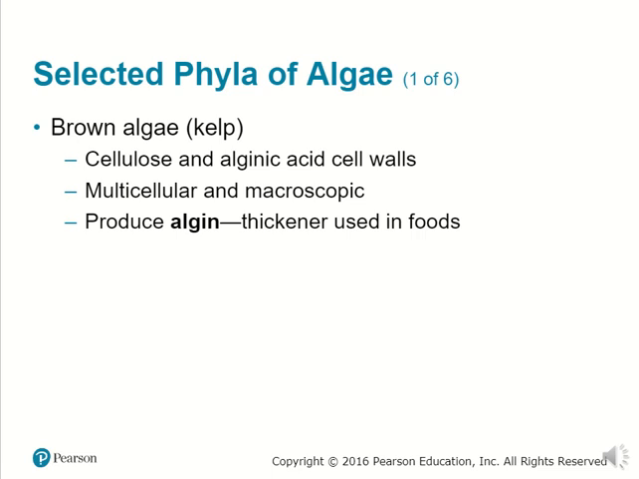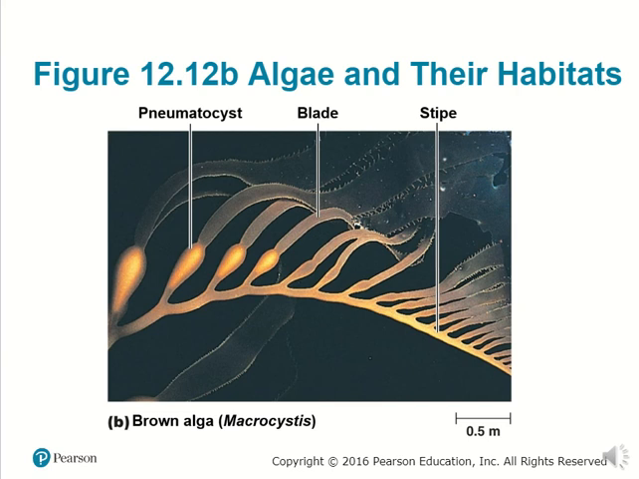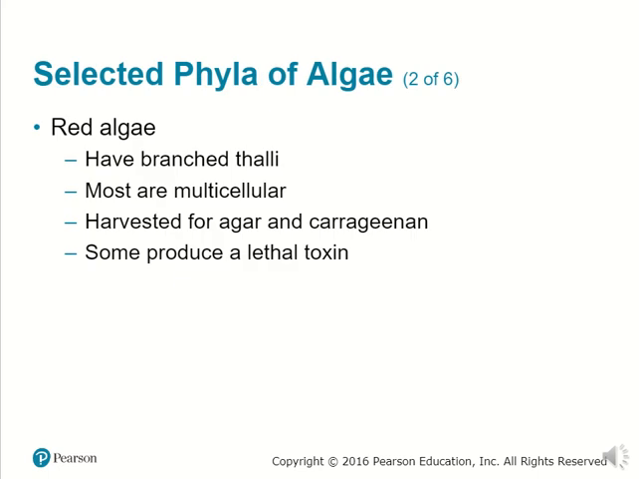Selected phyla or types of algae include the brown algae, which are kelp. They consist of cellulose and alginic acid within their cell walls. They are multicellular and macroscopic. They exist on larger scales. And they produce algin, which is used as a thickener for foods. This is an example of algae where the stipe is the long component off of which pneumatocysts will branch off and further blades will occur afterwards, in the case of brown algae.